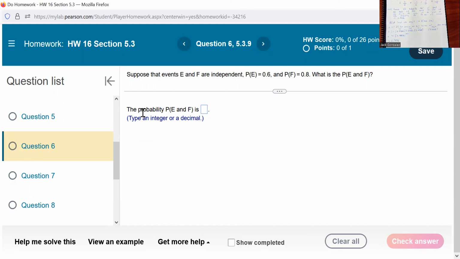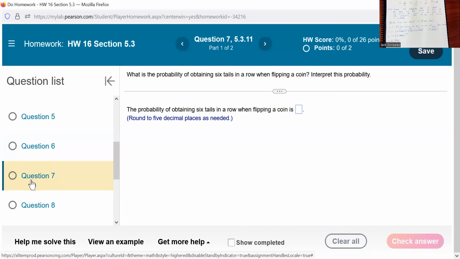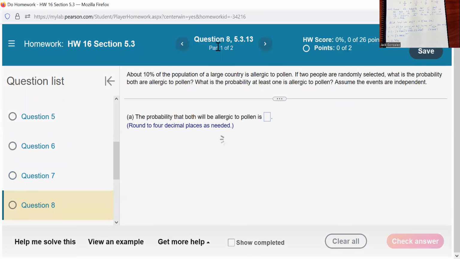Now, if they're dependent, you cannot use the multiplication rule. Here, these are independent, right? Obtaining 6 tails in a row when flipping a coin. So it'd just be one half to the 6th, because it'd be 1/2 times a half times a half, 6 times. Anyway, let me know if you get stuck. It doesn't seem too horrible. We'll see.